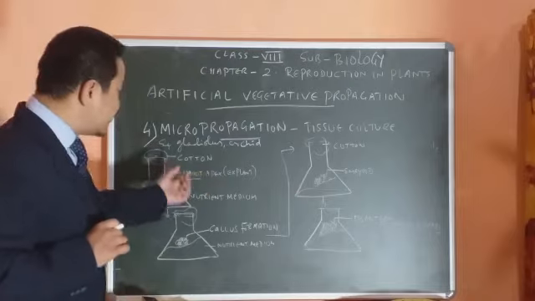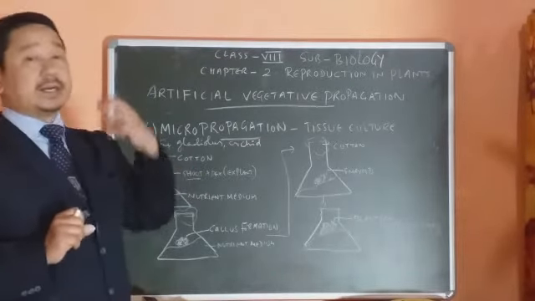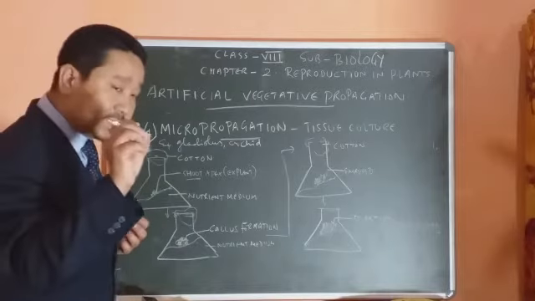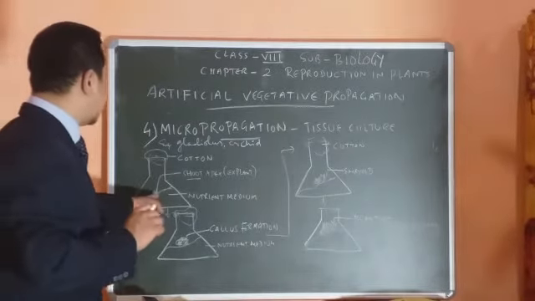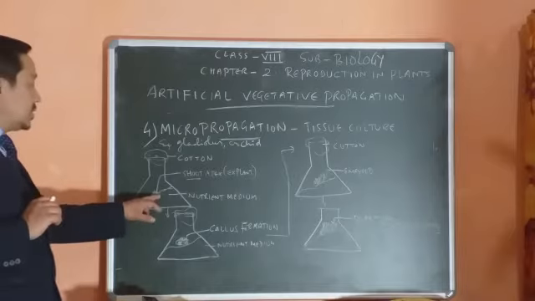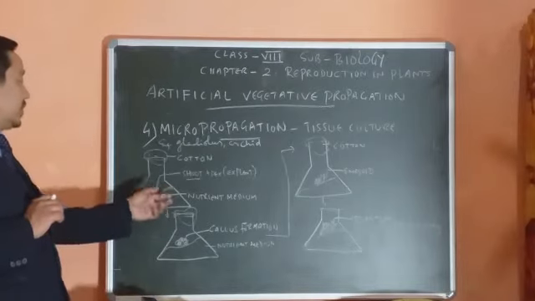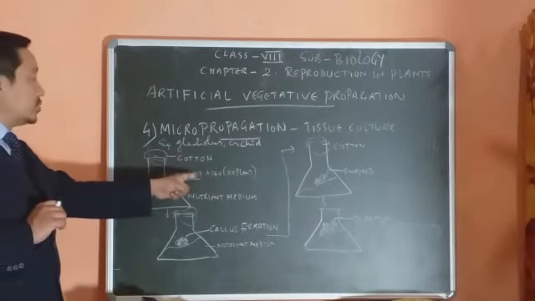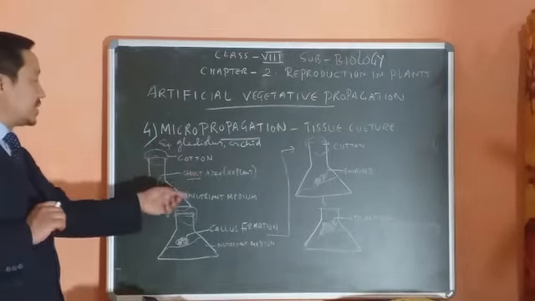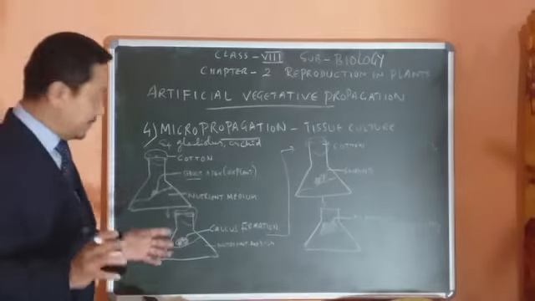Then, from the shoot apex, some cells or tissues are taken out, and they are cultured on this nutrient medium. The nutrient medium is the place where we culture the shoot apex or the cells taken from it, and it is very rich in nutrients required for these cells, because the cells which we are using here are all living.